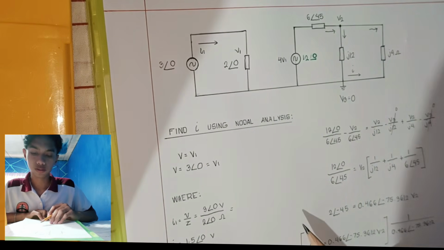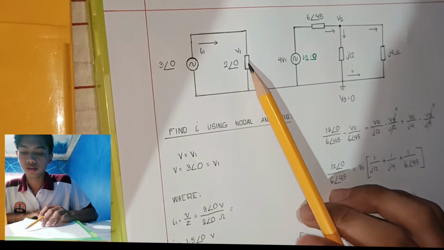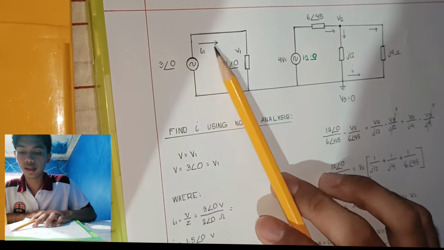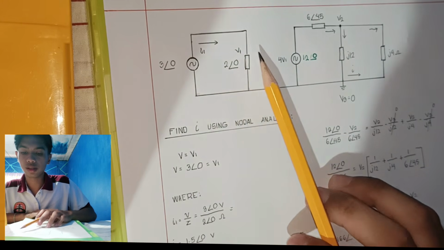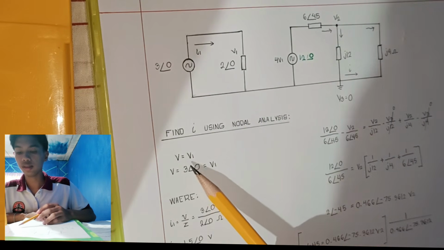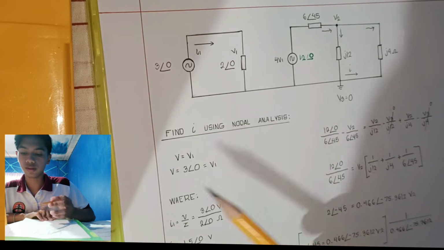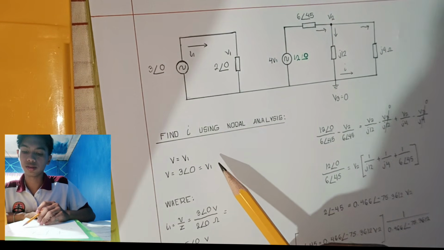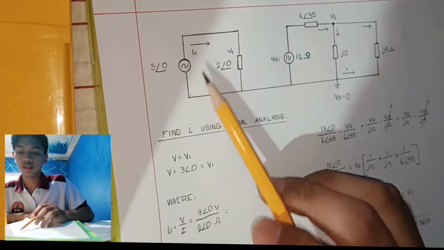First, by inspection, we have only a single component here, so it has the same voltage source coming in to this component, which is V1. So V is equal to V1, so V is equal to 3 angle 0, equal to V1, where we can find the I1 in this circuit.